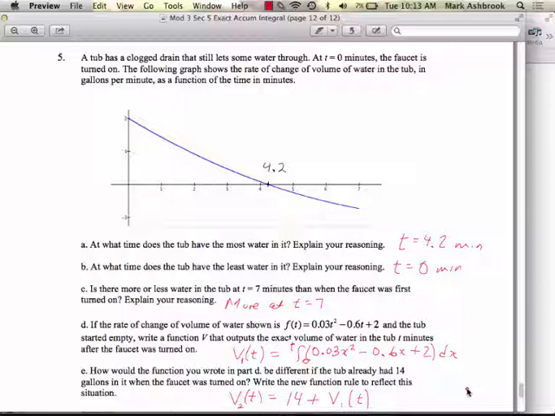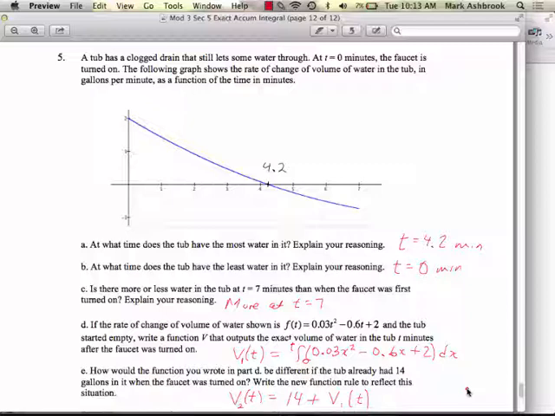Any questions about A through E? Look at the answers. So why is there more? B and C are almost the same question. They're just two different ways to ask it. Why is there more in the tub at t equals 7 than there is at t equals 0? Why is there more? Yes, sir?